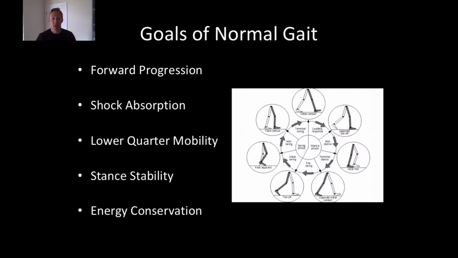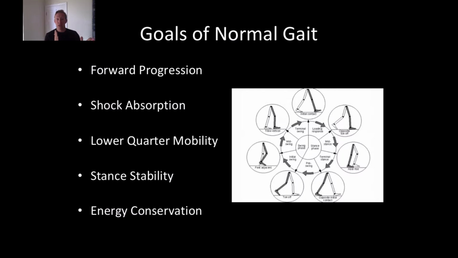That's a huge one. Shock absorption. Normal gait allows us to use our neuromuscular system, to use our muscles to really absorb shock, especially the glutes, the quads, and the ankle dorsiflexors. All are going to be really important in absorbing shock.